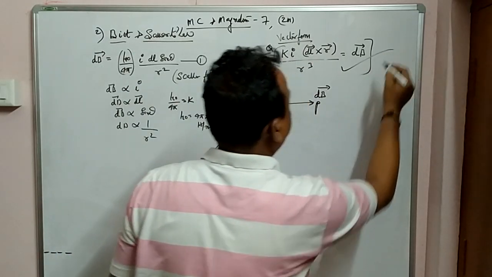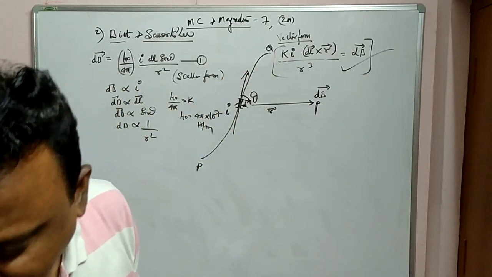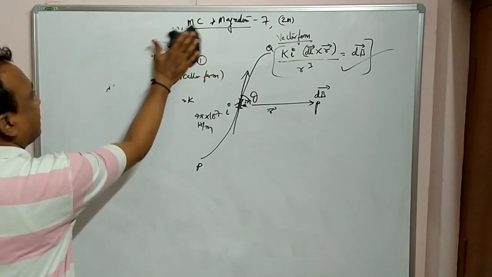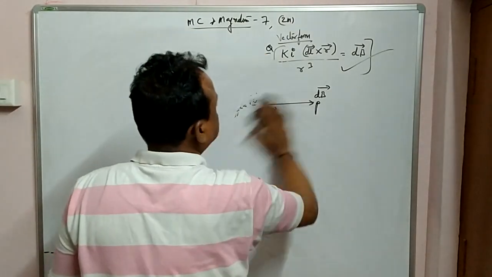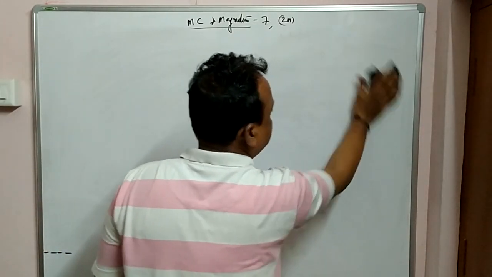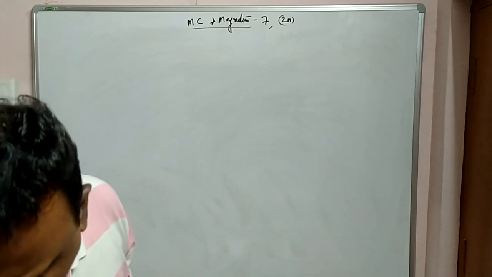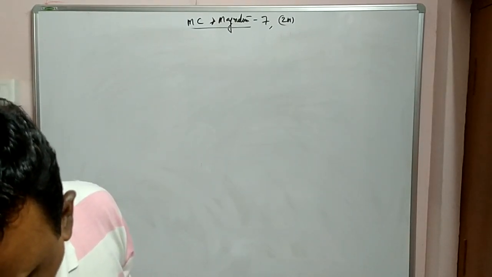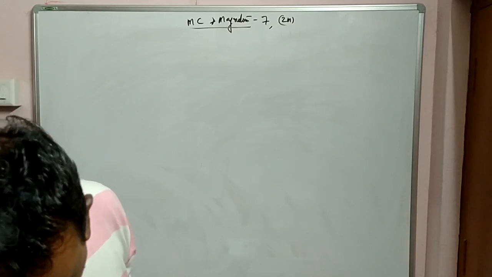So this is the vector form. In the examination they will be asking. This is the scalar form of Biot-Savart's law. Okay, clear? Now let us go further. After learning about Biot-Savart's law, scalar and vector form, let us go still further. That is the next one.